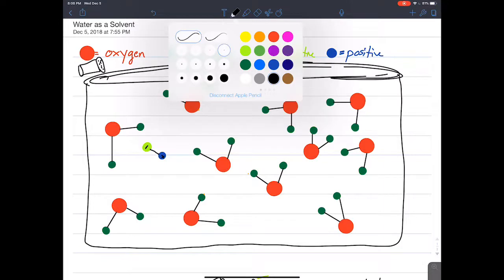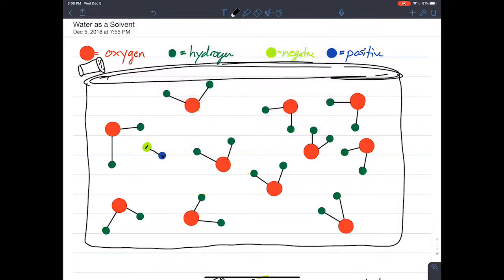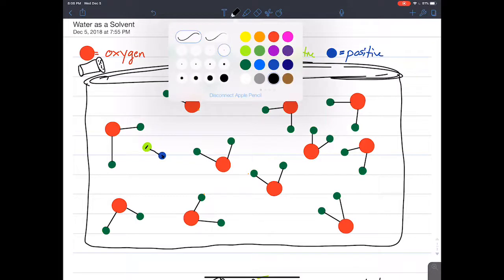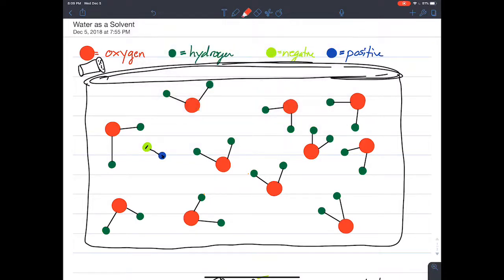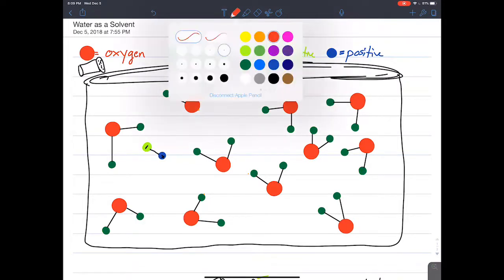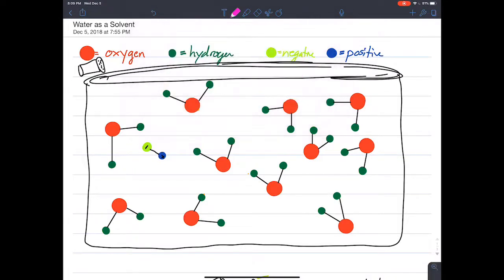It's not hydrogen bonding anymore in this case because it's sodium and chloride. Your positive isn't hydrogen, it's sodium. So it's not hydrogen bonding, but this sodium is still going to be attracted to that oxygen. I don't want to do it in orange because that'll be the same, so let's do pink. This sodium's positive charge is going to attract it to this oxygen's negative charge. And this chlorine's negative charge is going to attract it to this hydrogen's positive charge.